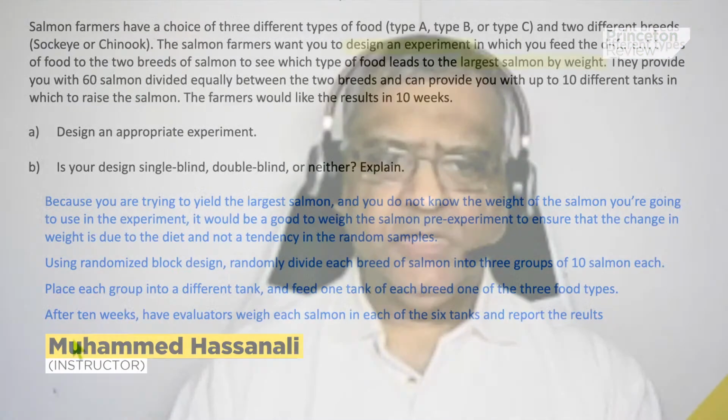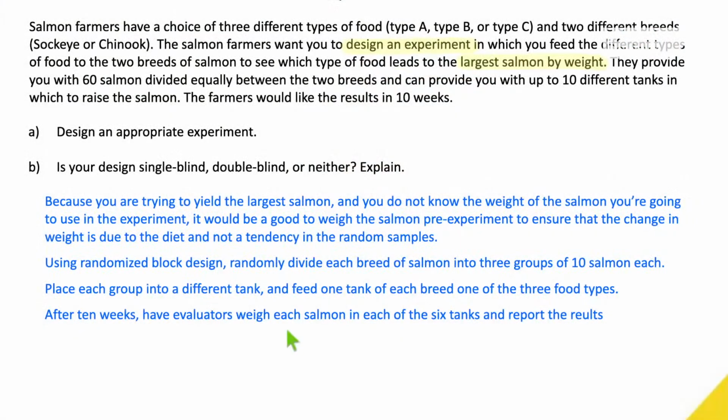Okay. So what happens is after 10 weeks, have the evaluators weigh each salmon and report the results. And at that point, you can then run the analysis to see which feed, if any, works best, and if not, then which one would work well for the sockeye, which one would work well for the Chinook, things like that. Or maybe they're all the same, so it doesn't matter. But that's evaluation of the results. Here, what they're asking you to do is they're asking you to plan the experiment.